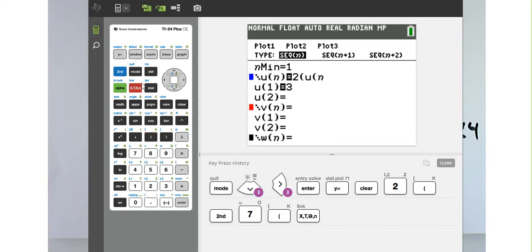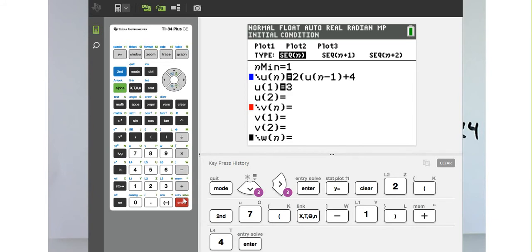Notice that because we're in sequence mode, I get an n as opposed to an x when I type that key. Minus 1, close parenthesis, plus 4, enter. And the first term is a 5. Beautiful.